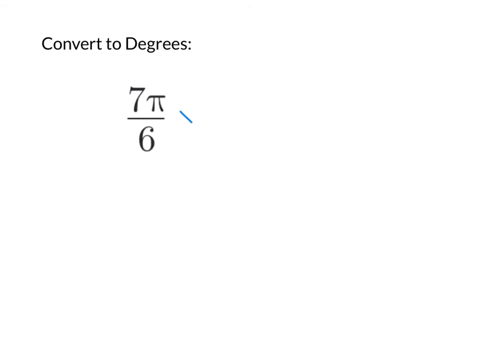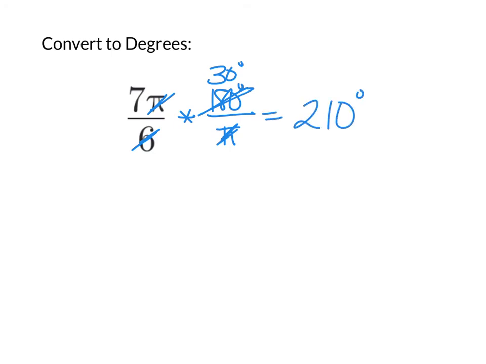For 7 pi over 6, we have pi in the numerator, so it reminds us to put pi in the denominator. We'll have the 180 degrees in the numerator as well. Pi's cancel. 6 goes into 180 30 times. So 7 times 30 is 210 degrees.